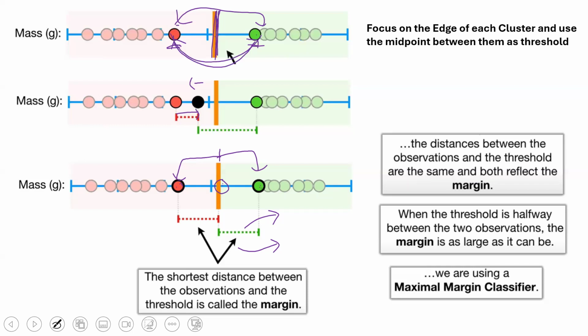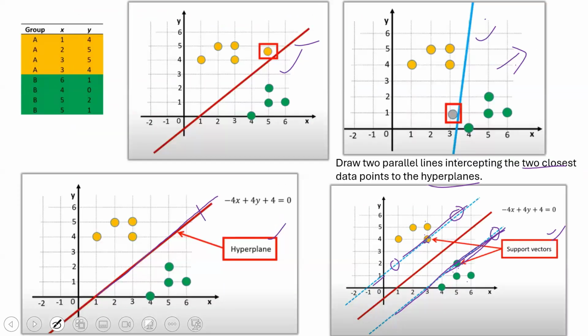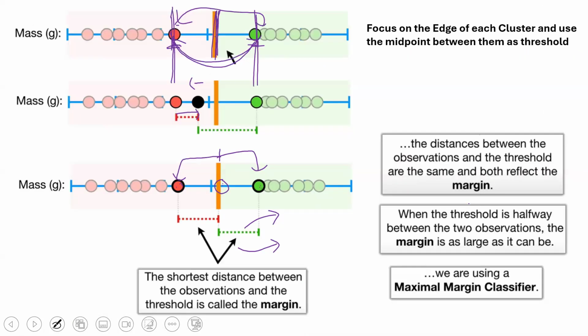If you draw two parallel lines here, these two parallel lines in the 1D case, the middle of those two lines is called the hyperplane. So the line which is in the middle of these two lines is called the hyperplane. We call this distance the margin, and we call these points support vectors. These support vectors helped us find the optimal hyperplane.